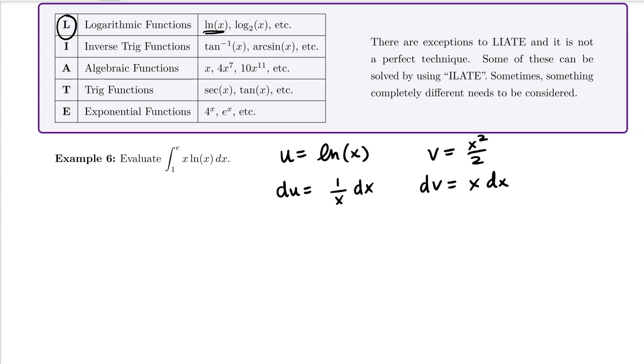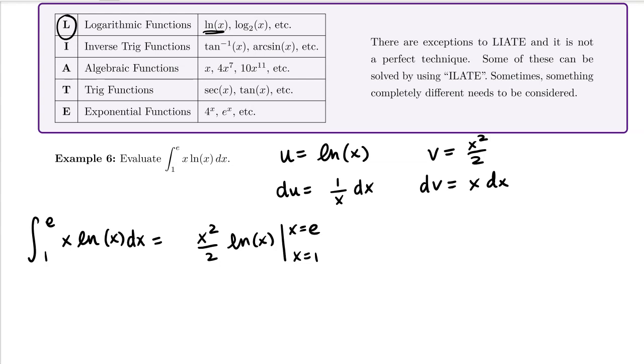So now my definite integral from 1 to e of x times the natural log of x dx is going to equal u times v, so I have x squared over 2 times the natural log of x, and I'm evaluating this from x equals 1 to x equals e, minus the definite integral from 1 to e of v du, so I have x squared over 2 times 1 over x dx. And notice that if I simplify my integrand, I have an x in the numerator and an x in the denominator, so that should just leave me with x in the numerator, and then also I'm going to factor out a 1/2 outside of my integral.